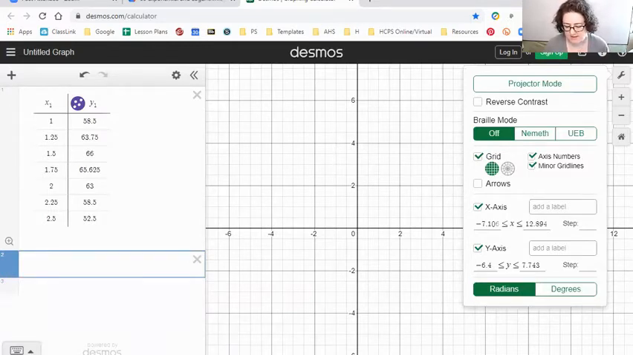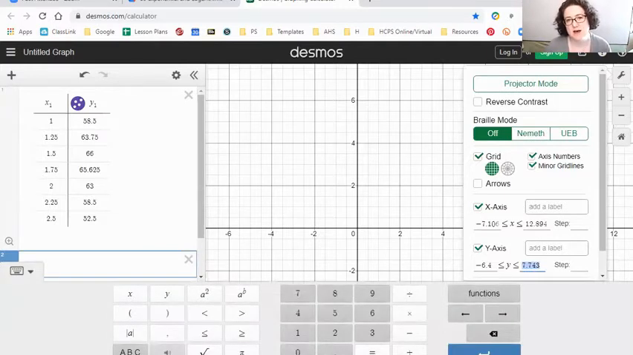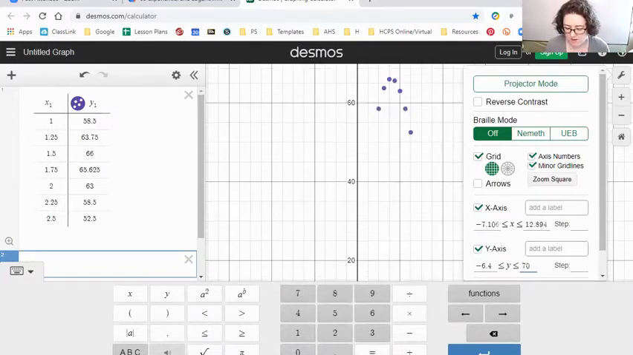So my x-axis is actually pretty decent right now. I'm not going to play around with that too much, but I do want to set my y-axis so it goes up to at least the highest value, if not a little bit more. So it looks like my highest value on here is 66. Let me bump this up to 70. And so there's my data.